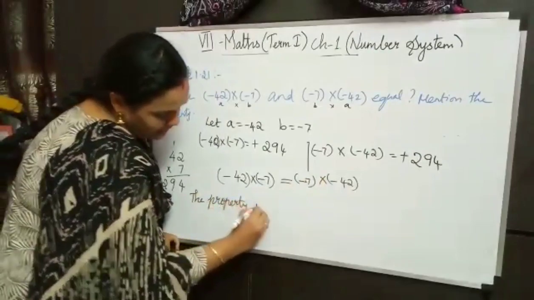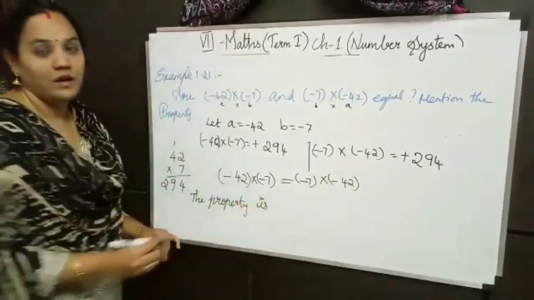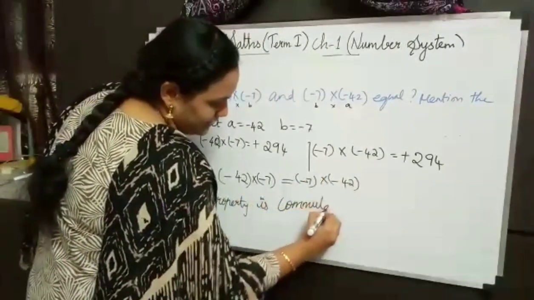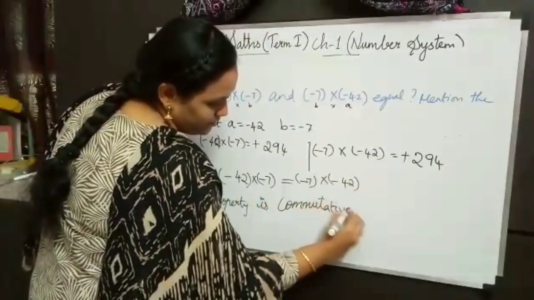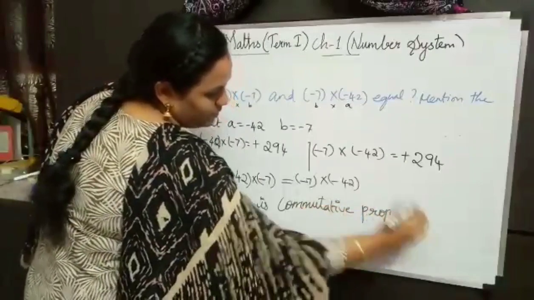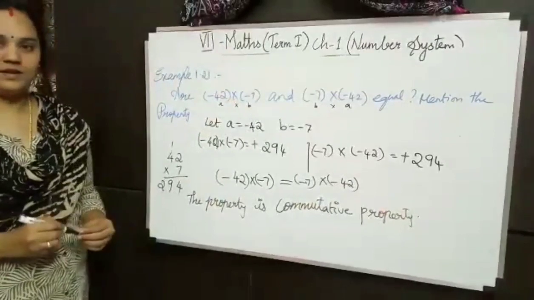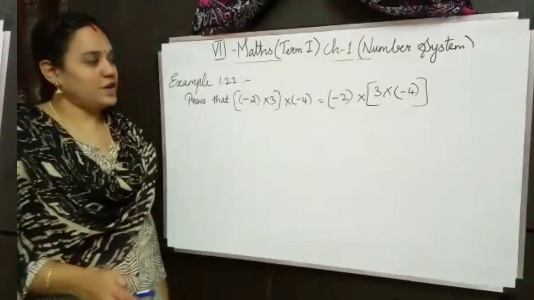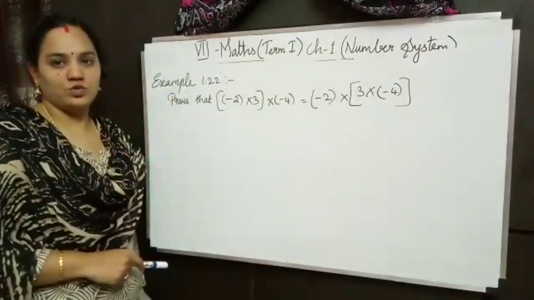So the property is, which property? Commutative property. So you have to write the answer like this. Commutative property. This is clear. Shall we go for the next problem? So now example 1.22.